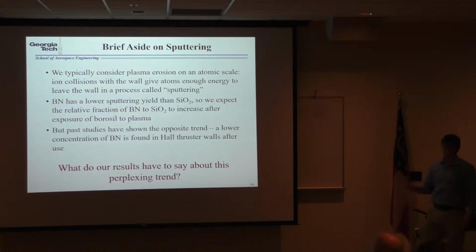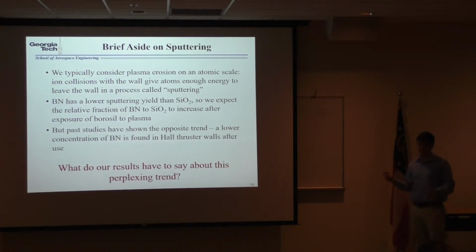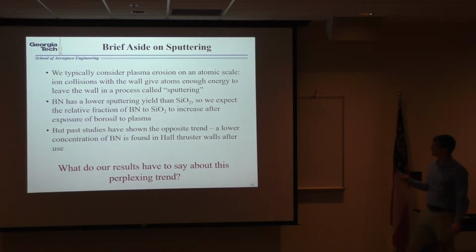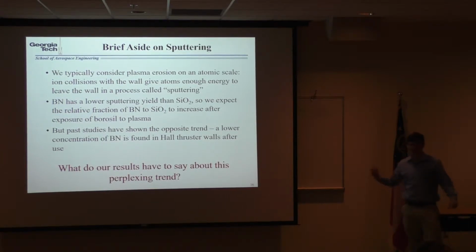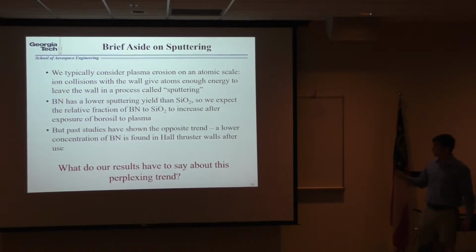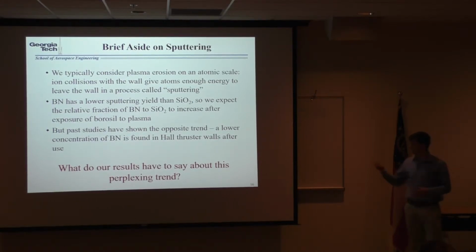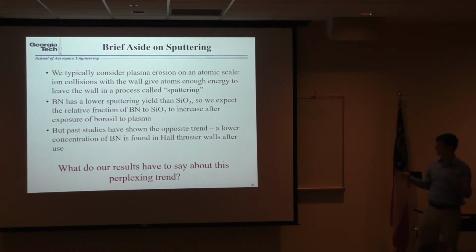Before we get into why that's happening, I'm going to do a brief aside on sputtering, because I doubt many of you had much experience with plasma erosion before. In our field, we typically consider plasma erosion on an atomic scale. The ions collide with the wall and impart enough energy to eject wall atoms in a process that we call sputtering. Boron nitride has a sputtering yield about half that of silica, so after Hall thrusters run for a long time, you expect the relative fraction of boron nitride to silica to increase, because the boron nitride should be less likely to be ejected.